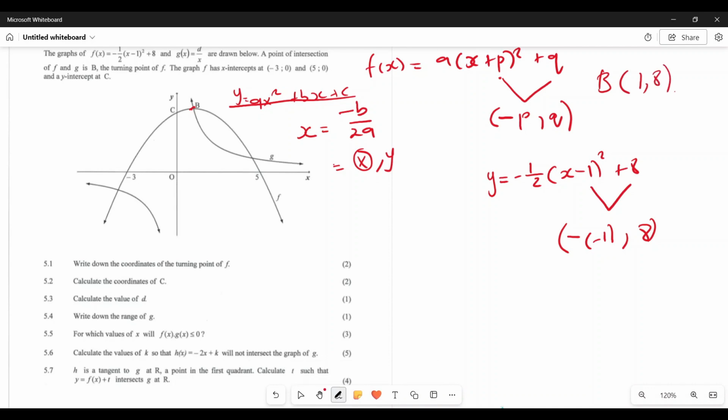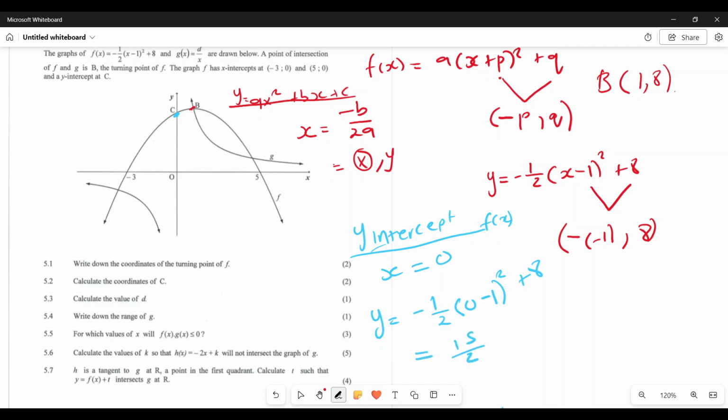Now for the next question, they want you to calculate the coordinates of point C. Now what is point C? Point C is the y-intercept of your f of x function. And remember, how do you go about solving for your y-intercept? You need to make your value of x equal to 0. So doing that, y is equal to -1/2 (0 - 1) squared plus 8. Your value of y should be equal to 15/2. So your coordinates at point C are (0; 15/2).